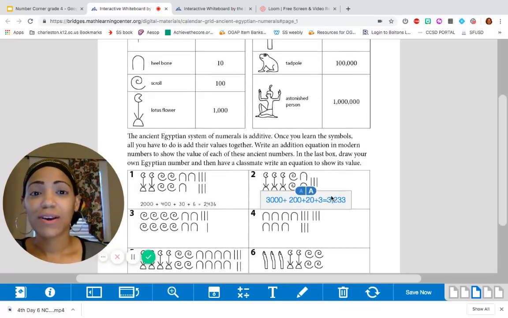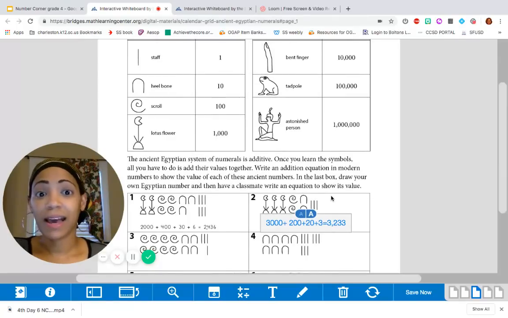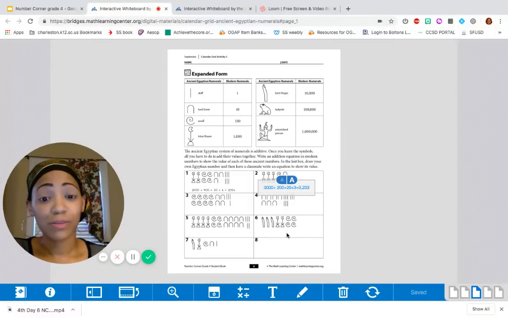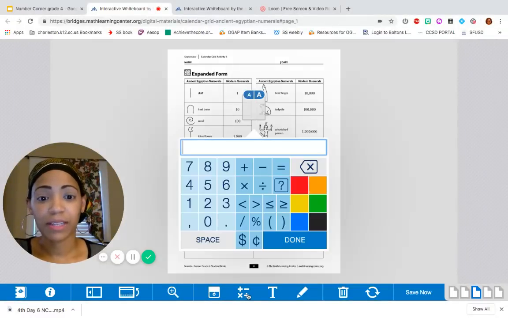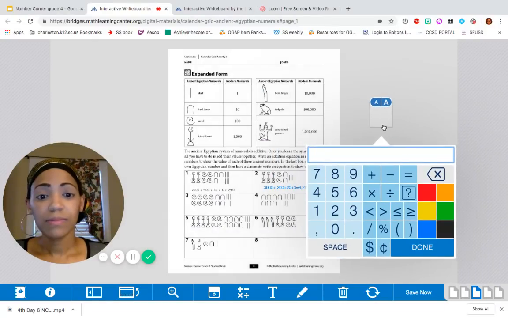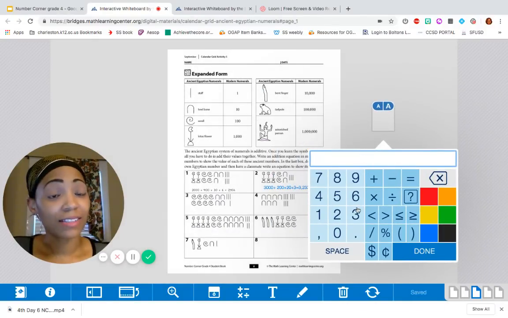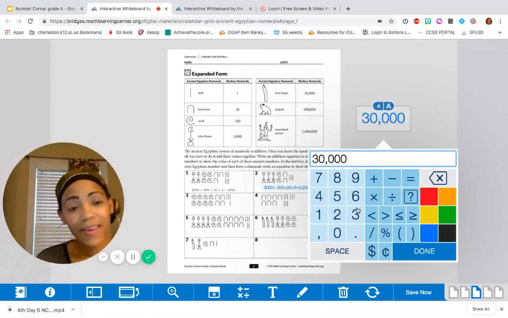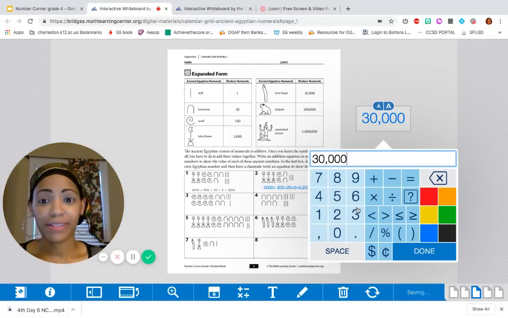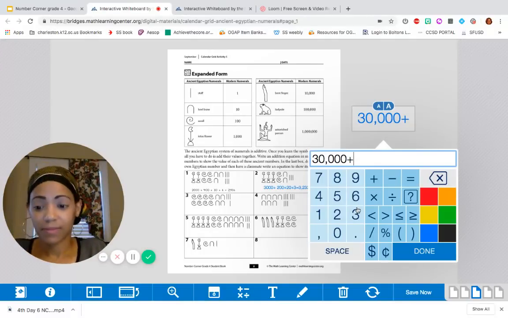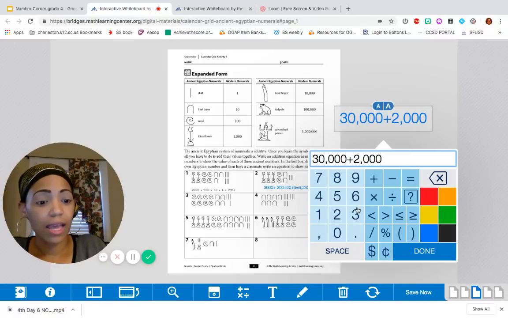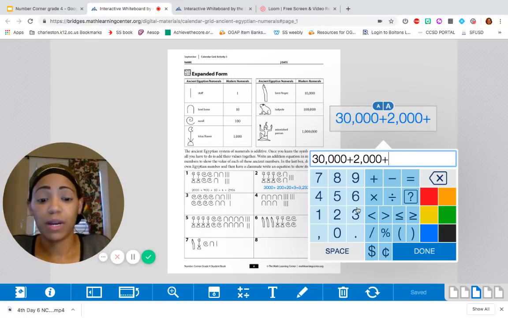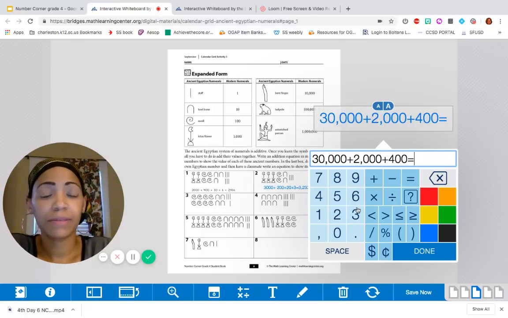Yeah. So, bent finger is worth 10,000. So if we have 2 of them, or excuse me, we have 3 of them. So how much is 3 of them worth? Right, 3, not 3,000, 30,000. I almost tricked you. Okay, then we have 2 lotus flowers, which is 2,000. And then we have 4 scrolls, 400. What does that equal, you guys?